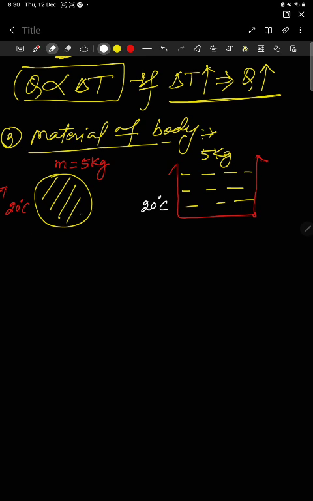Now by supplying heat, suppose I have to increase this temperature up to 50 degrees Celsius, and in this case also I have to increase this temperature to 50 degrees Celsius. So in this case, what is same?